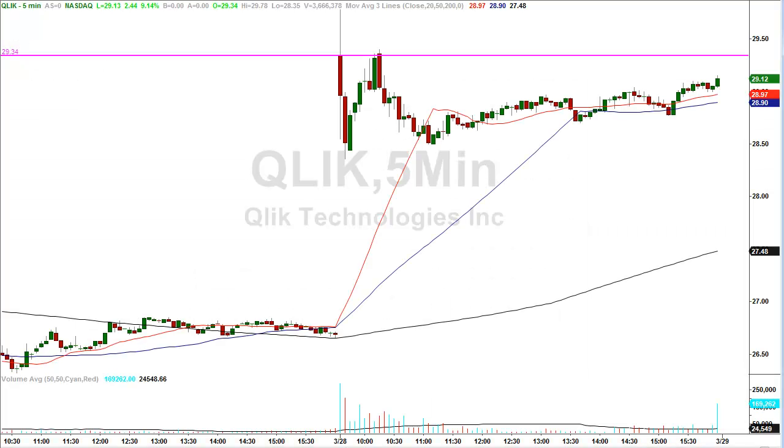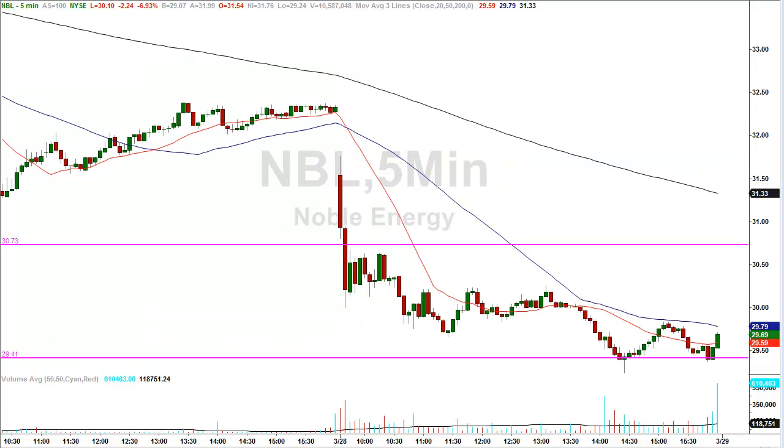The third one was Noble Energy. Let's go take a look at Noble. With Noble, I provided 2 levels today in the email. I provided 3 with the QLIK stock, only 1 hit, but I also provided 2 levels with Noble. Interestingly enough, you can see where the first level didn't work. So that was actually a loss, and that happens.